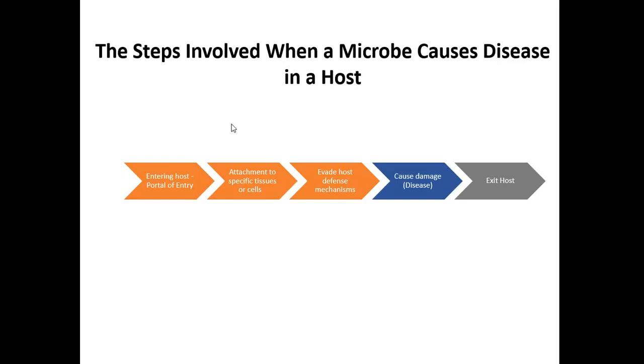Once it gets inside the host, it's going to have to be able to attach itself and to establish itself so that it can then put up a defense and evade those host defense mechanisms, be it cellular, chemical, etc. So step 3 is evading those host defense mechanisms. And then in order for it to actually be pathogenic and not just cause an infection, it's got to do damage, and by causing that damage, that means it's a disease causer. And so it's going to do damage through toxins or enzymes and scenarios such as that. And then finally, the last step is that it's going to have to be able to spread from one host to another. So it's going to have to be able to exit its host and go to a new host.